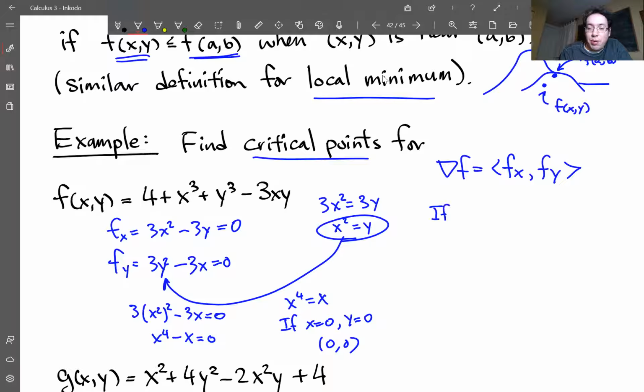If x is not equal to 0, then I can divide both sides by x. So x to the 4th is equal to x; if I divide by x, I get x cubed is equal to 1. That means x is equal to 1. And then, if x is equal to 1, I can plug that 1 in here and get y is also equal to 1. So (1, 1) is also a critical point.